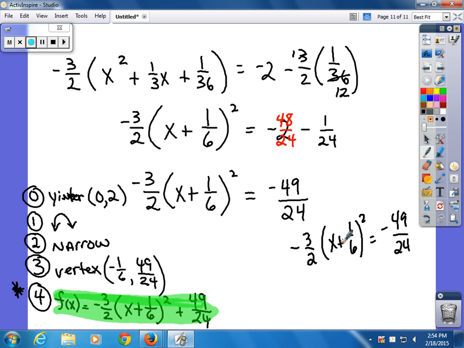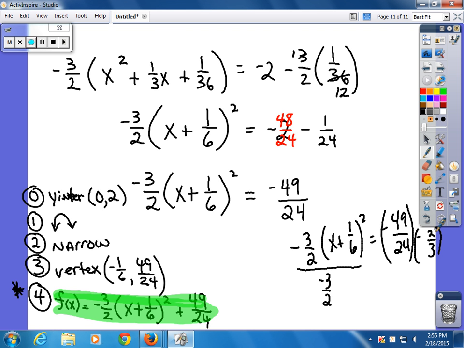So the next question. Divide by negative 3 halves. You multiply by negative 2/3. And what's 3 times 24? 72. I was hoping it'd come out to 970, but it's not. Yeah, 72. Oh well, we'll have to rationalize.